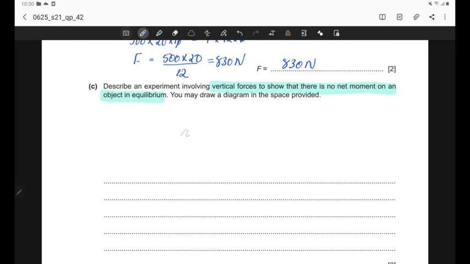Here we can draw masses on a horizontal bar which is pivoted at the center, and we need to keep masses at both sides. So we can keep one mass at the left side of the pivot, 1 or 2 or 3, that's up to you because no measurements are mentioned. And I'm going to keep the same 2 masses on the other side.